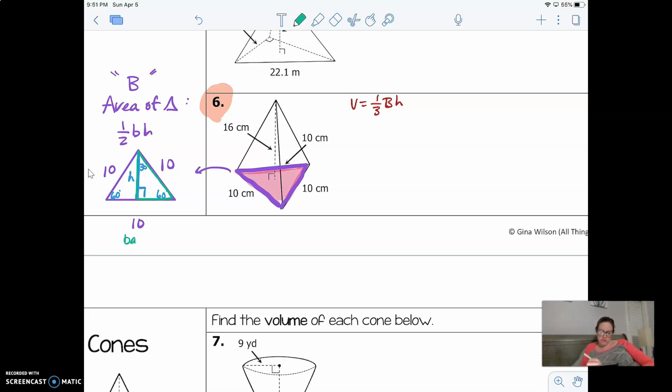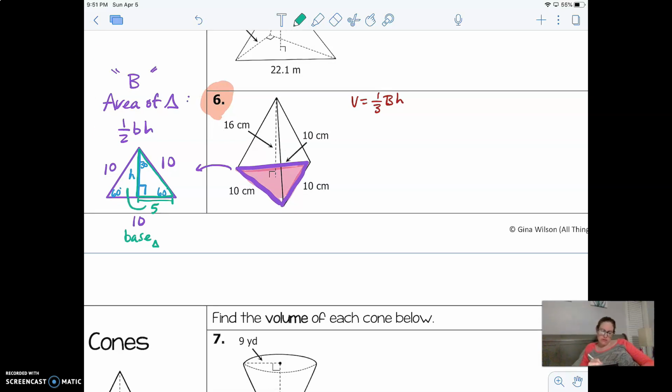Okay, so we're going to come back to that. This little piece from here to here is just 5. And so based on the rules for 30, 60, 90 triangles, the height has to be 5 square root of 3. Remember the long leg, short leg, hypotenuse? Okay, so the height is going to be 5 square root of 3. Let me write that over here. Height of the triangle, not of the pyramid, is 5 square root 3.